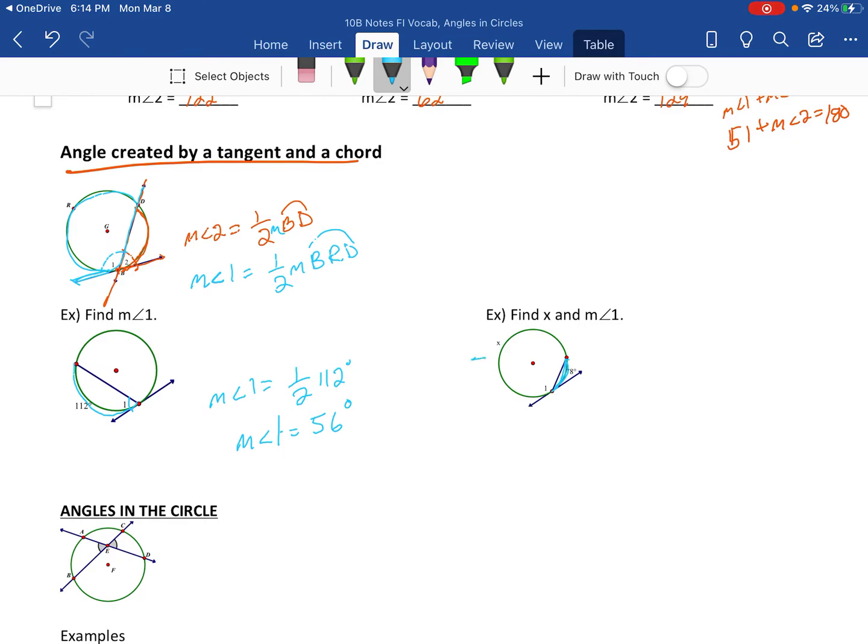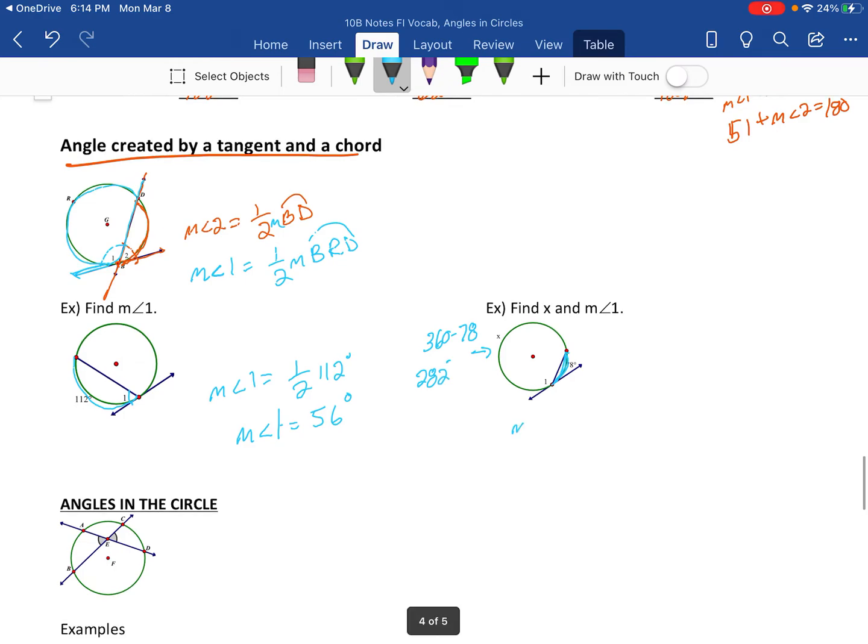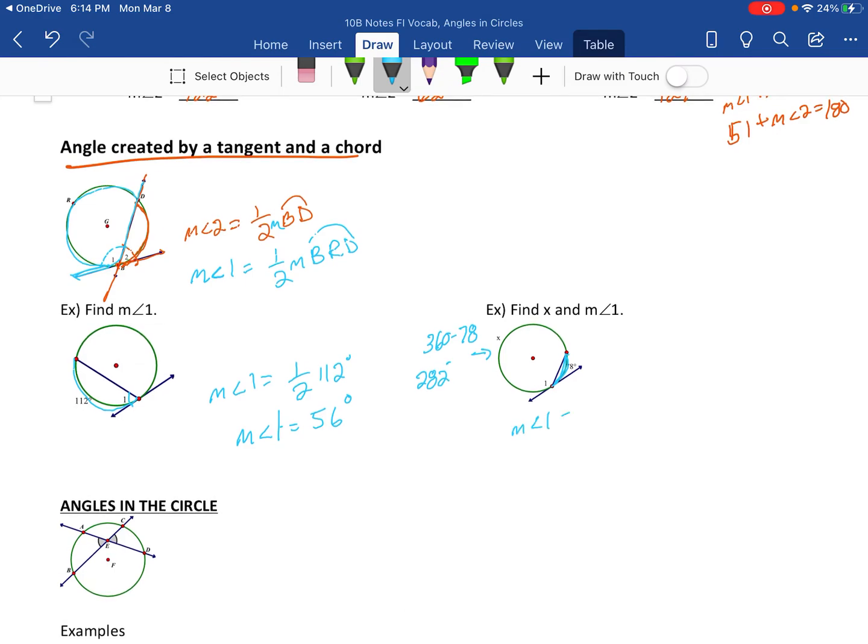For this one here, this is a little bit interesting. So the arc is 78. I can find this arc right here by doing 360 minus 78, which is going to be 282 degrees. So the measure of angle 1 is going to be 1/2 of 282, which is going to be 141 degrees. Make sure your angles make sense. That looks like it's about 141.